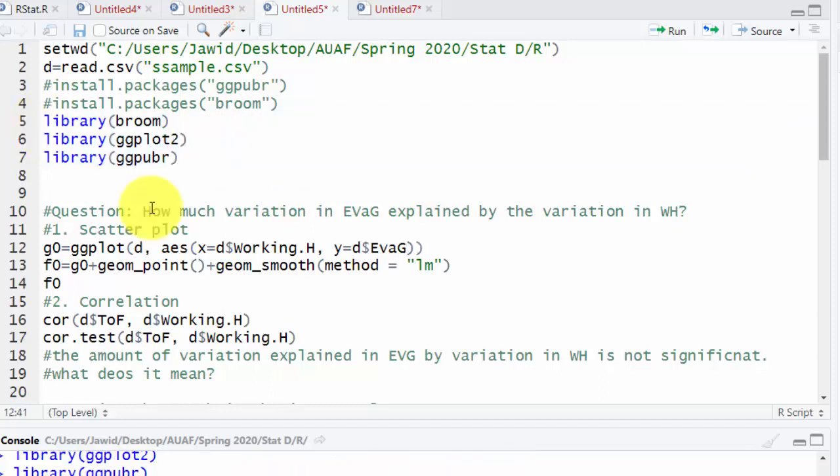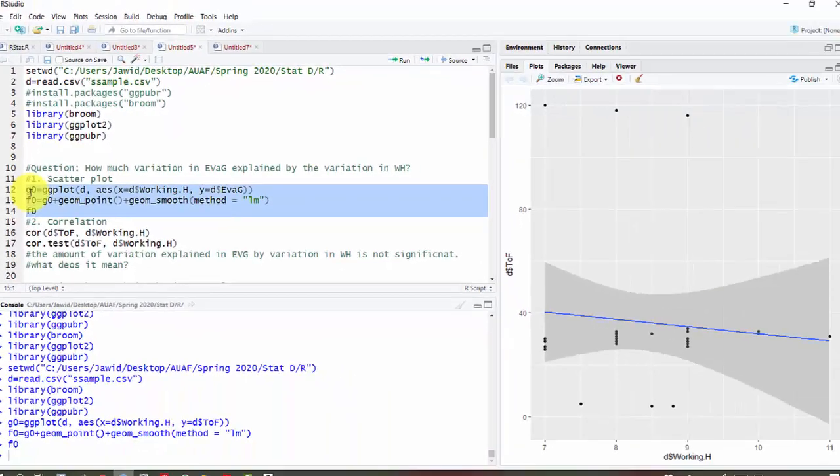Okay, the question is how much variation in evaluation grade is being explained by the variation in working hours. And the main question here is whether the working hours of the employees are important in their evaluation grade. For that, I go ahead with a scatter plot first. I use ggplot2 like last time, run everything.